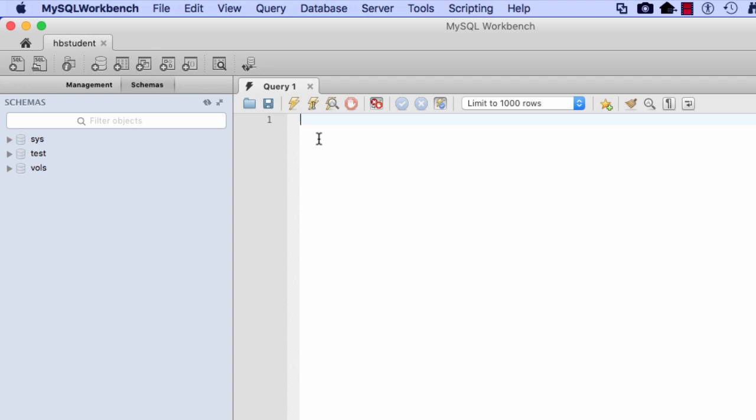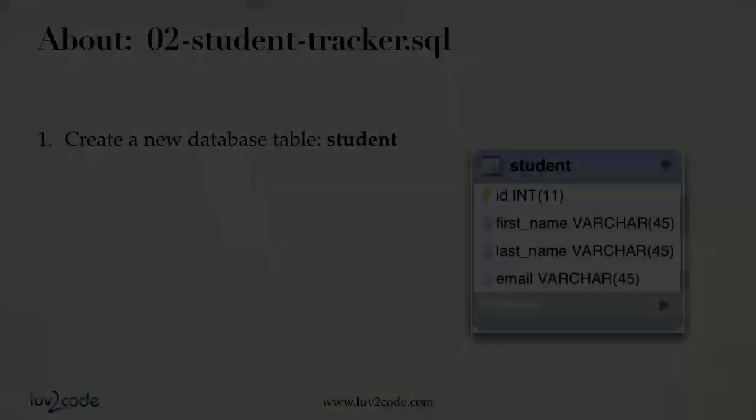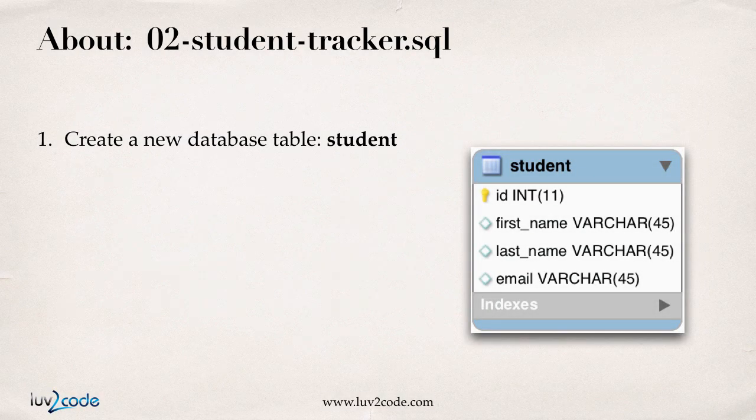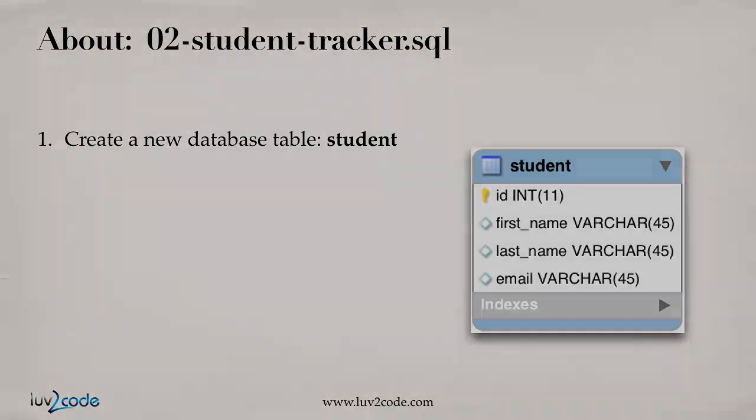So I'm going to switch back to the slides here for a second and take a look at that next script that we need to use. So that next script is the o2studenttracker.sql, and its main purpose, again, is to actually create a new database table. This table is called student, and it's going to have four columns: the ID, the first name, the last name, and the email address. And the ID will actually be the primary key, and we'll set the ID to auto increment. And that's the purpose of this SQL code.